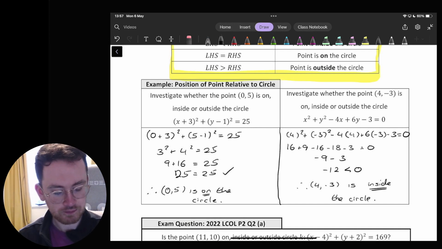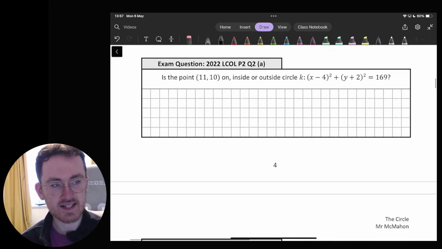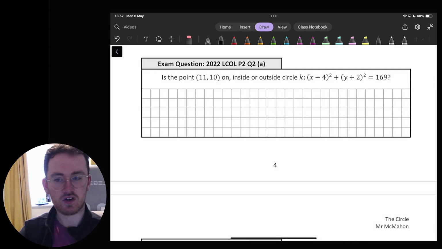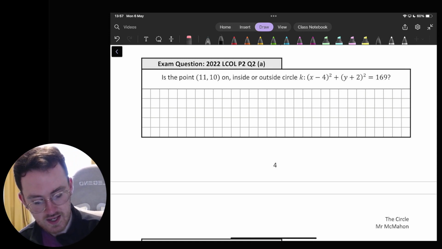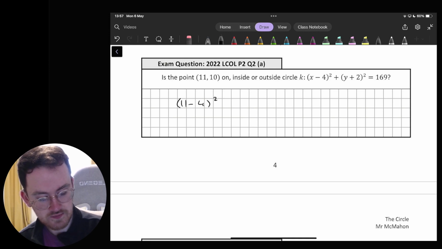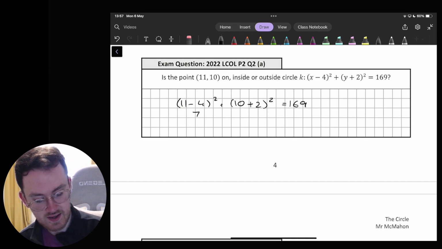So looking at these exam questions then, is the point 11, 10 on, inside or outside the circle? Okay, so let's have a little look. We're just going to be subbing in now. Obviously this, as it says here, is an ordinary level exam question, because unfortunately for us, this is not necessarily something that is all that tested at a higher level.